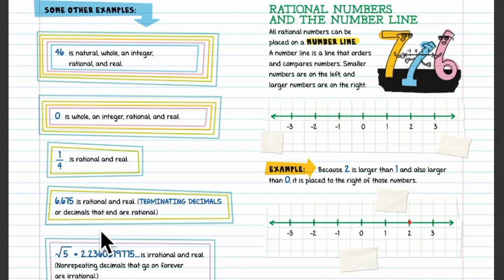Terminating decimals, or decimals that end, are rational. This number here is irrational and real: a non-repeating decimal that goes on forever. Rational numbers on the number line.